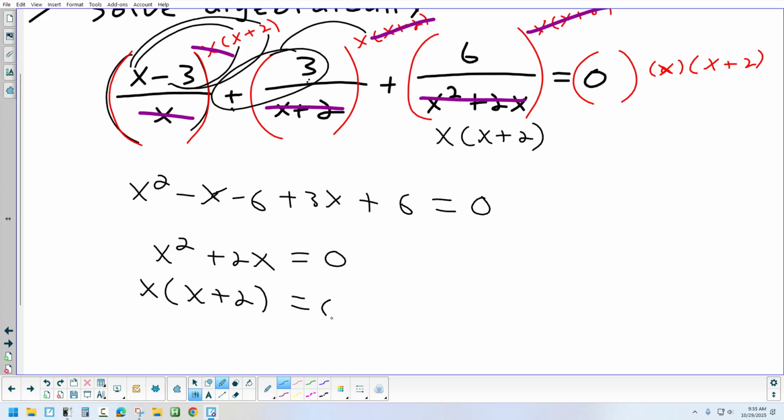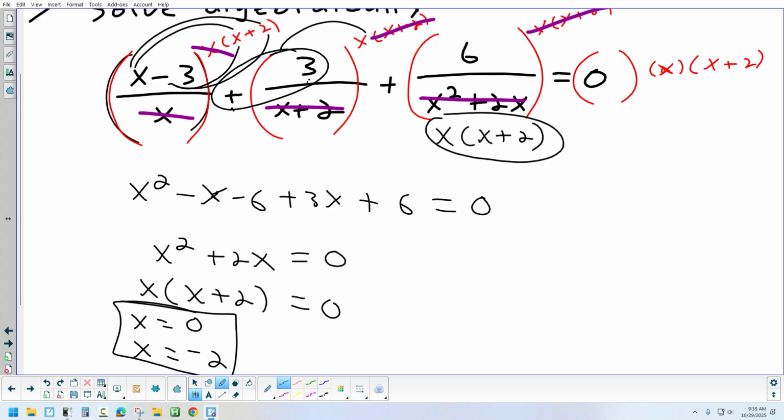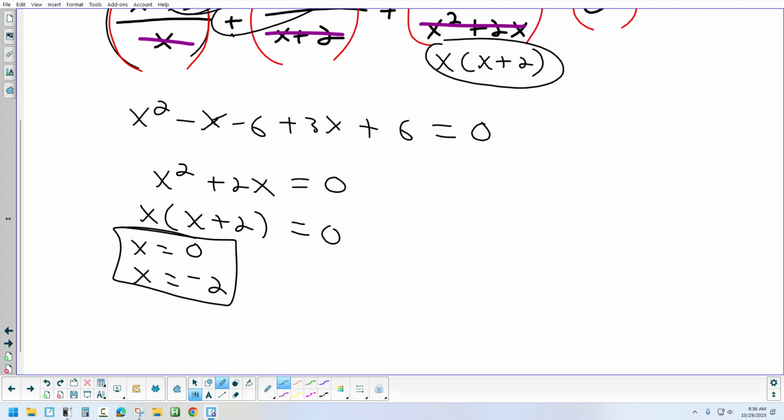So what are your two values of x that you could plug in there and make that equation true? Yep. 0 and negative 2. Okay. And what do we do now that we have both those answers? Check them. What's going to happen when we check them? Both of them cause you to divide by 0, because the problem you're solving here is exactly what that factored into there. So 0 and negative 2 are both extraneous.